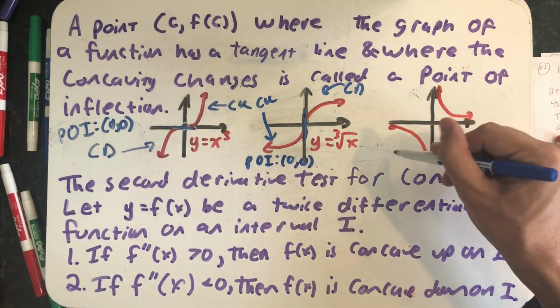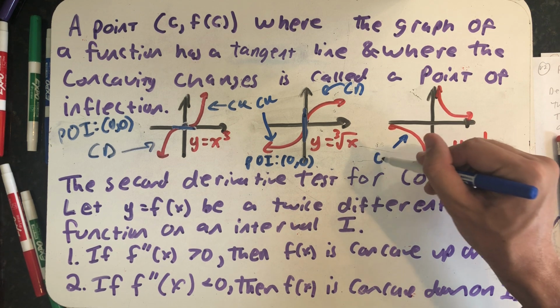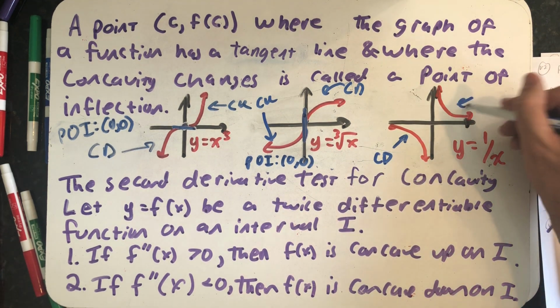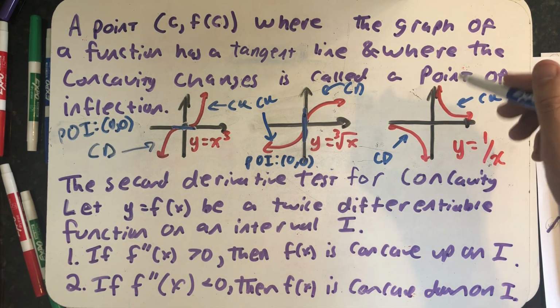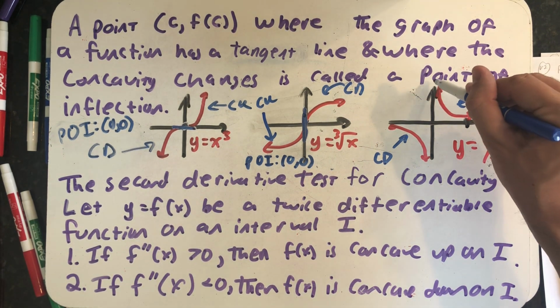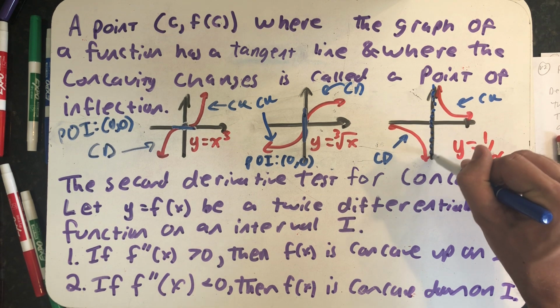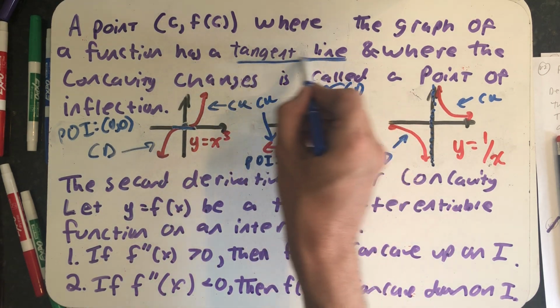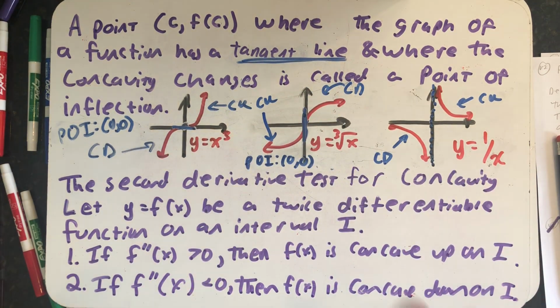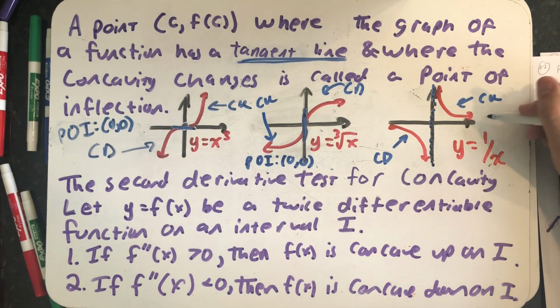In my last example, by inspection, I see a concave down shape and a concave up shape, but there is no point of inflection, because the graph of y equals 1 over x has a vertical asymptote at the origin. There is no tangent line at the origin. So I can't claim there's a point of inflection because we lack this part. I changed concavity at the asymptote, but there is no point of inflection.